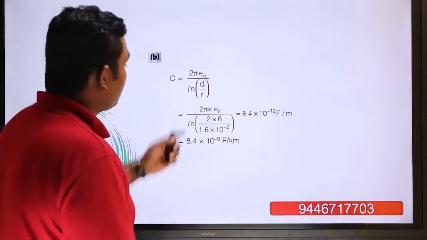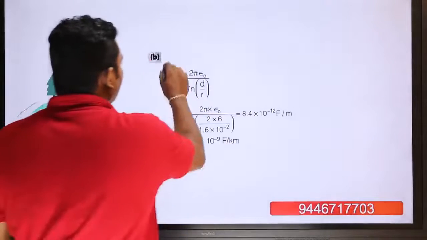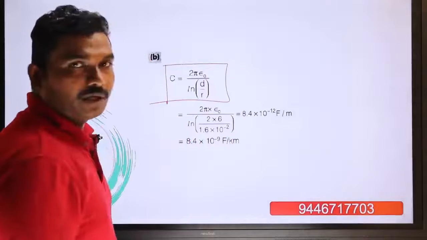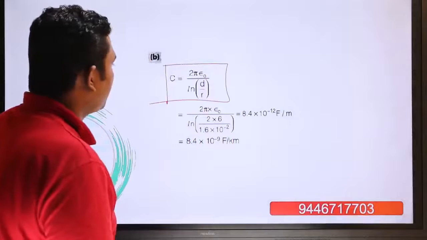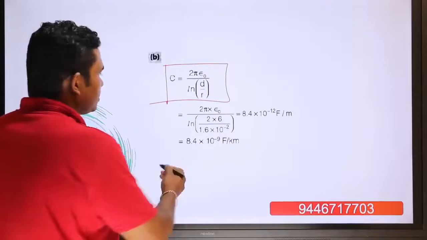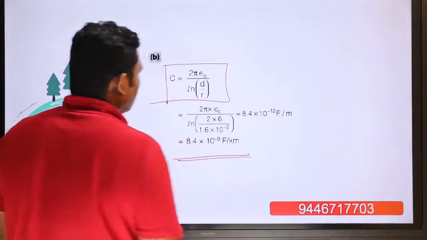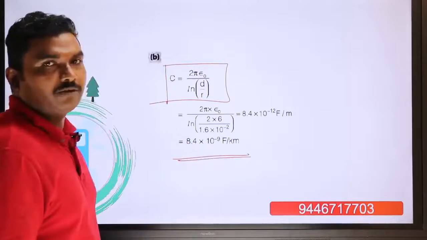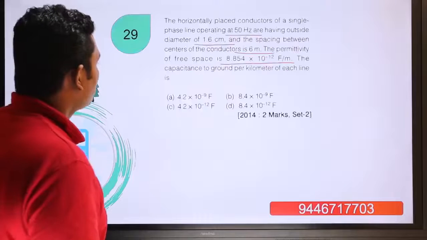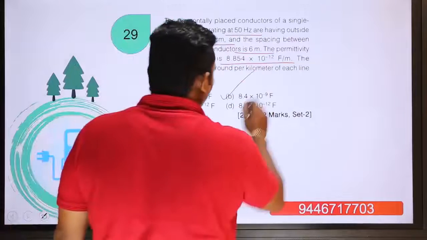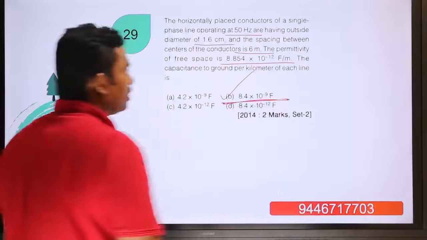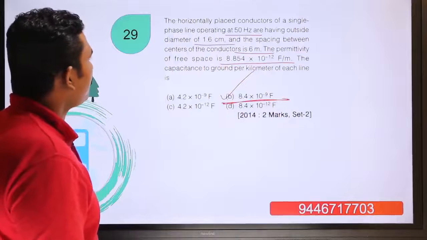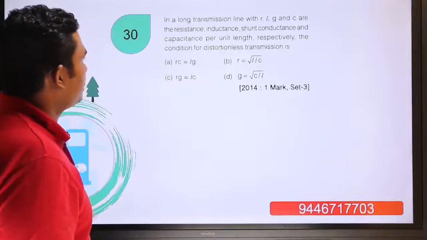So we will have to find the capacitance to ground, and we know the direct expression of capacitance as C equals 2 pi epsilon 0 divided by ln D divided by R. All values are given. You just substitute. So what is our answer? Our answer becomes 8.4 into 10 raised to minus 9 farad per kilometer. So our option is option B, which is 8.4 into 10 raised to minus 9 farad per kilometer.